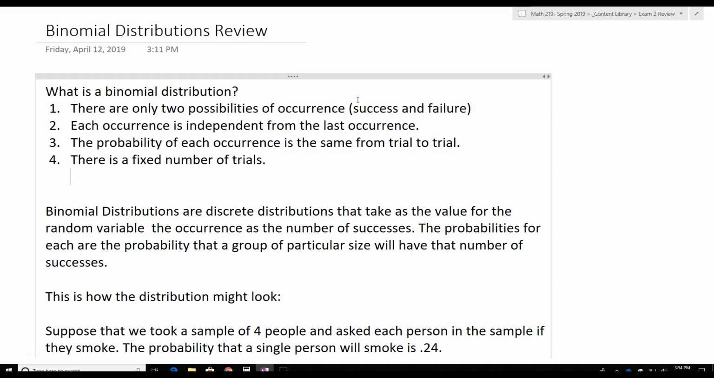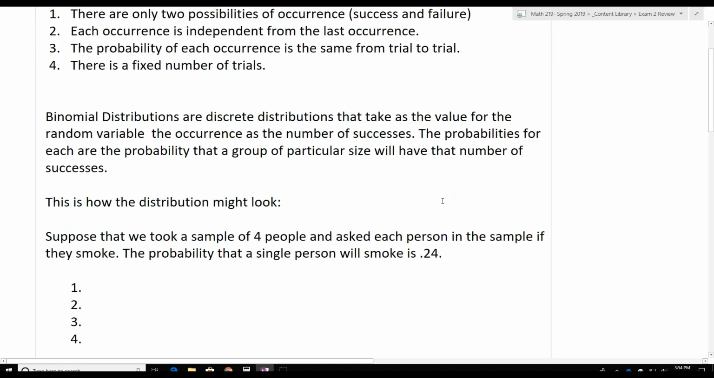A binomial distribution is a discrete distribution that takes as the value for the random variable the number of successes. So if I have a certain number of trials or a certain sample size, and I want to know the probability or likelihood that I'm going to get a certain number of successes, what I generate is a binomial distribution.